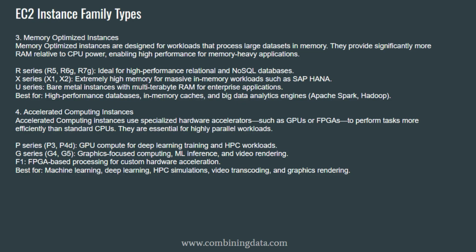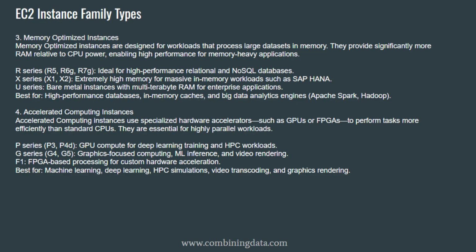Memory-optimized instances are built for workloads that need to hold and process large amounts of data directly in memory. In these scenarios, CPU speed is not the main concern. The real performance gain comes from having a lot of RAM available, so applications don't constantly read from disk. R-series, R5, R6G, R7G. These are the most commonly used memory-optimized instances.